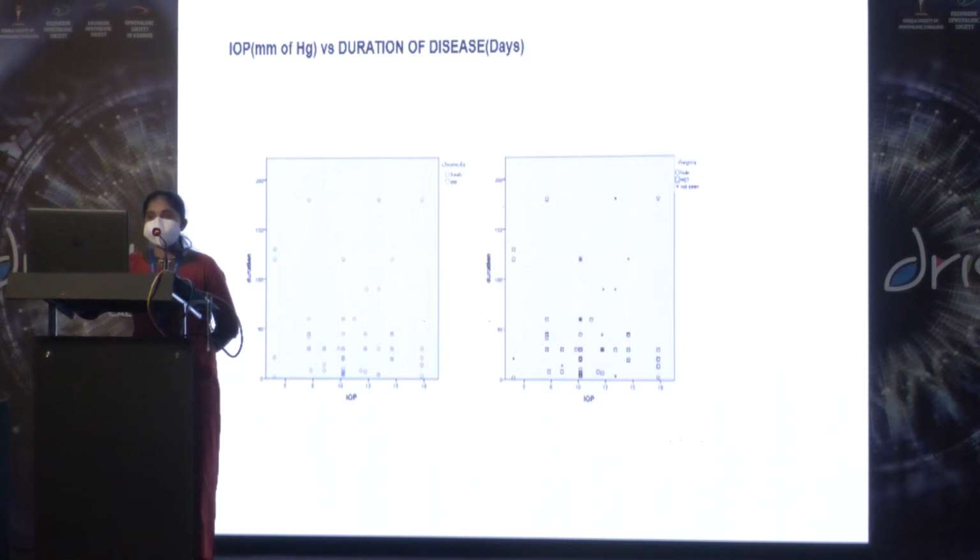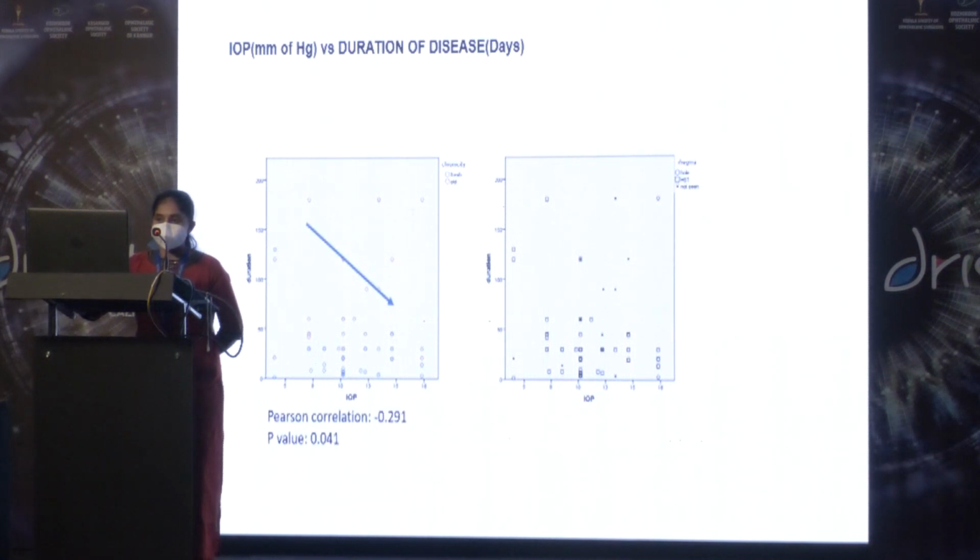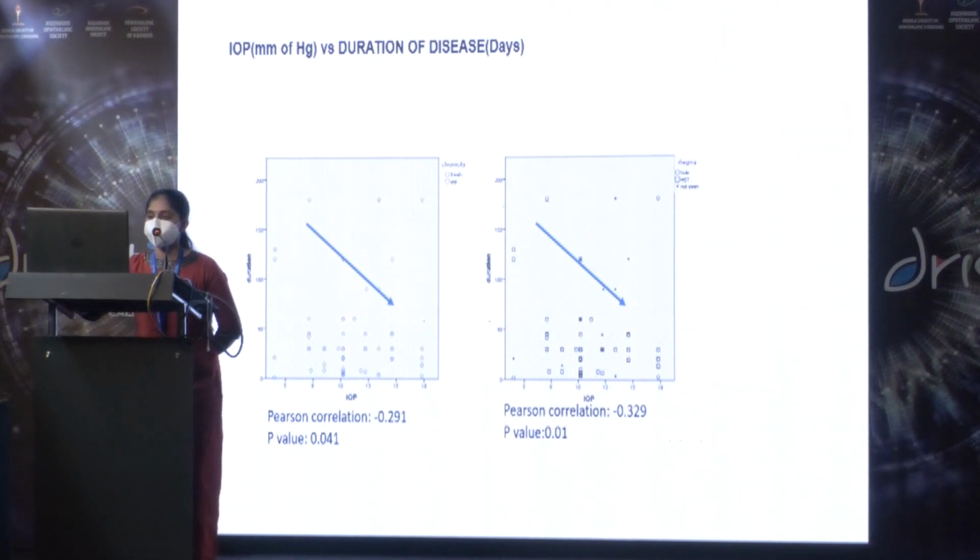This scatter plot is showing the relationship between intraocular pressure and duration among the subgroups of chronicity and rhegma. In cases with fresh RD, we are seeing a relationship, that is, as duration is increasing, IOP is decreasing. That is, there is a negative correlation with a Pearson correlation coefficient of minus 0.291 with a significant p-value of 0.041. Similarly, among the subgroup of rhegma, those with the horseshoe tear also had a negative correlation with a Pearson correlation coefficient of minus 0.329 and a significant p-value of 0.01.